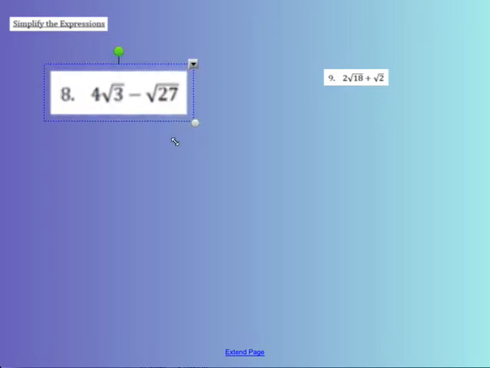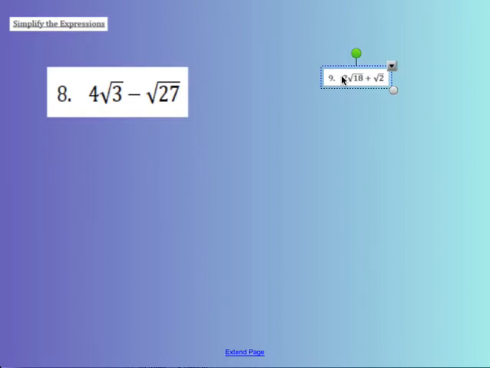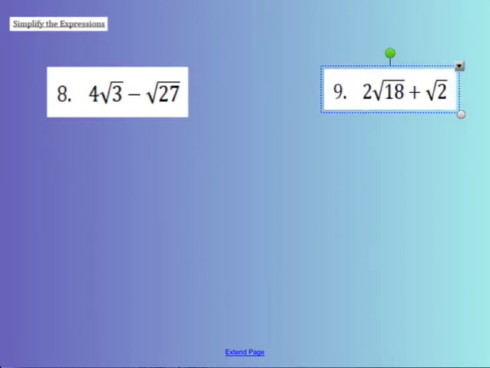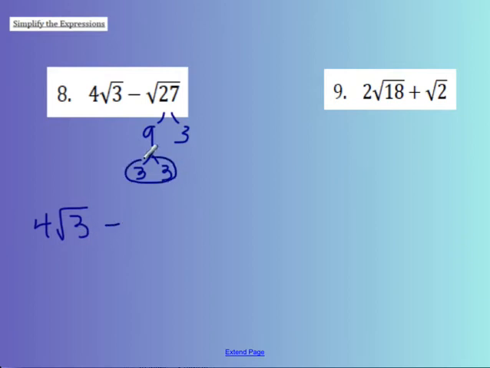Let's take a look at number 8. It's going to be the same thing. Well, for number 8, the 4 square root of 3 can't be simplified down anymore, but the square root of 27 can. So I'm going to break down 27 into 9 and 3, and 9 I can break down to 3 and 3. So then that 4 square root of 3 is going to stay the same, and then I'm going to subtract, and I can take out a pair of 3's, which I'm just going to write out here.